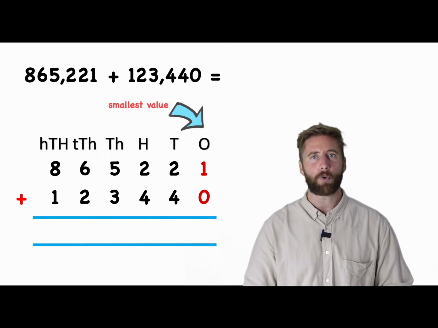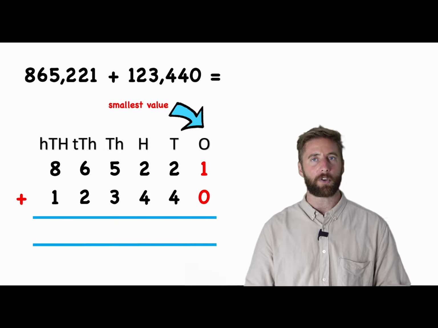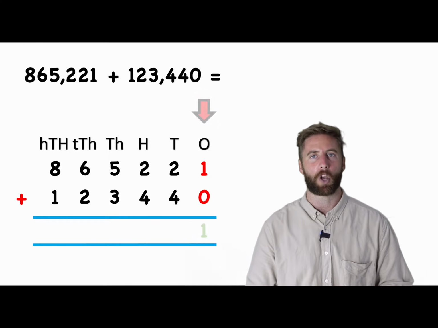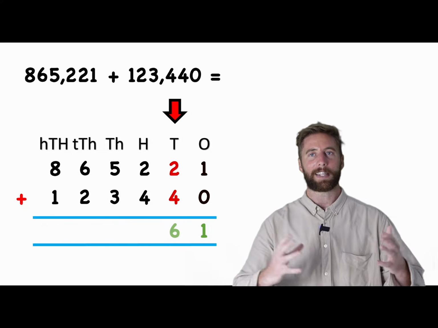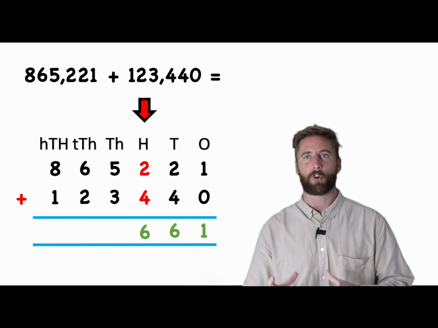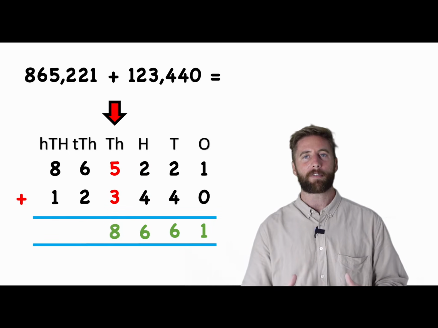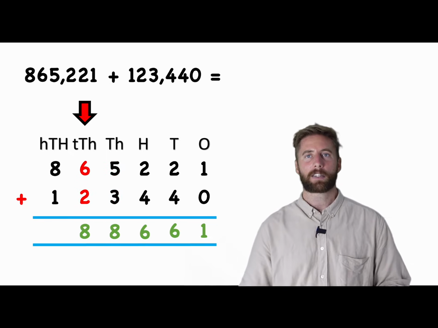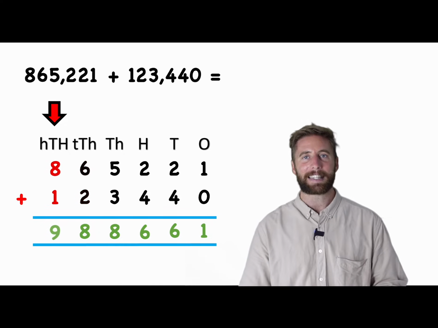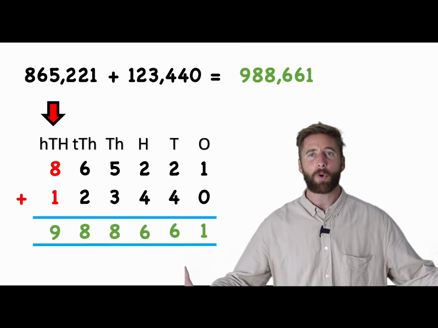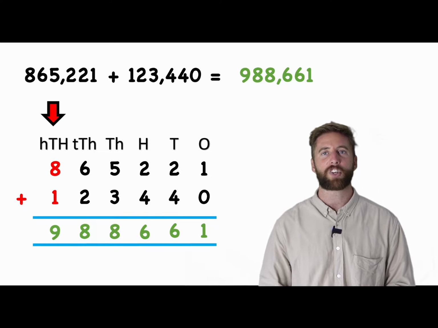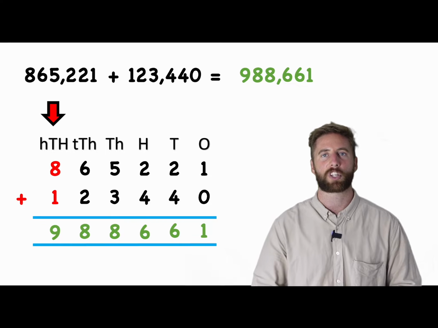I think it's pretty straightforward. Start with our smallest value, in this case our ones. Here we go. 1 add 0 is 1. 2 add 4 is 6. Another 2 add 4 is 6. 5 and 3 is 8. 6 and 2 is 8. And then 8 and 1 is 9. And there we go. We've got our answer, 988,661.